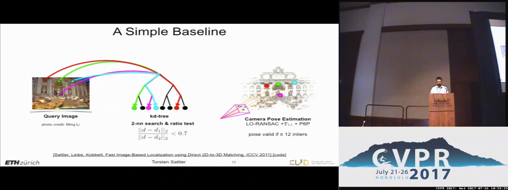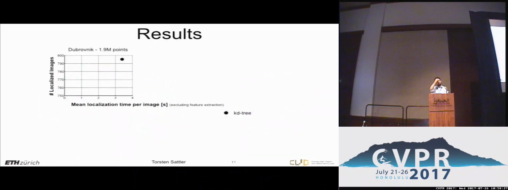So how well does this work? Here's a couple of results on some standard benchmark datasets that are essentially solved by now. So this is the Dubrovnik dataset from the Building Rome in a Day paper. And the x-axis is the time required to localize an image, excluding feature extraction. And the y-axis is the number of localized images. The top of the y-axis is the number of query images in total of this dataset. So you see that you can nearly localize all images if you're willing to spend like 3 seconds per image.